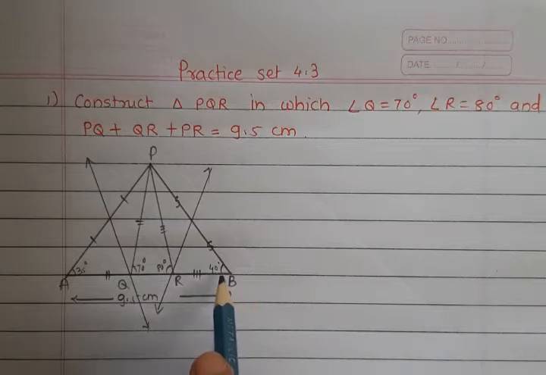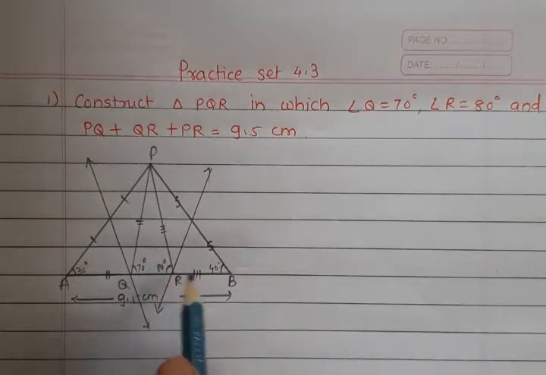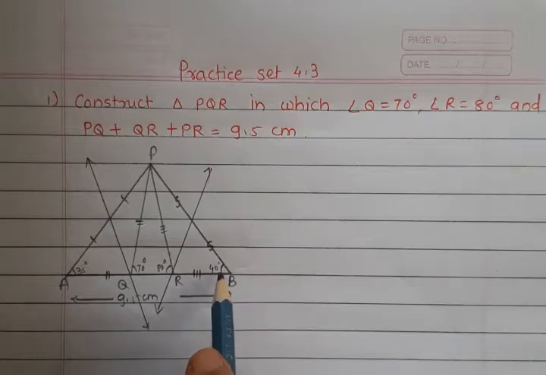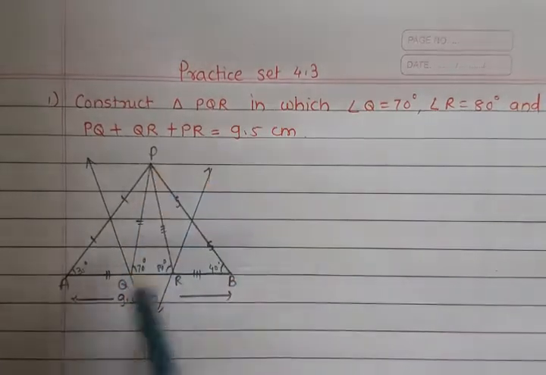Similarly, angle B we have to make as 40 degree, because here 80 is given as angle R, half of that 80 is 40. So angle B is 40 degree. Both rays intersect each other at point P. So we get the angle PAB.